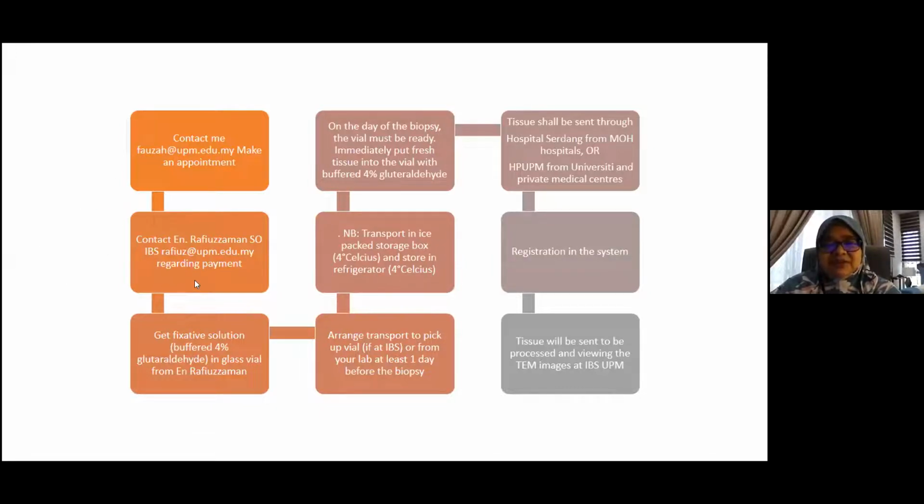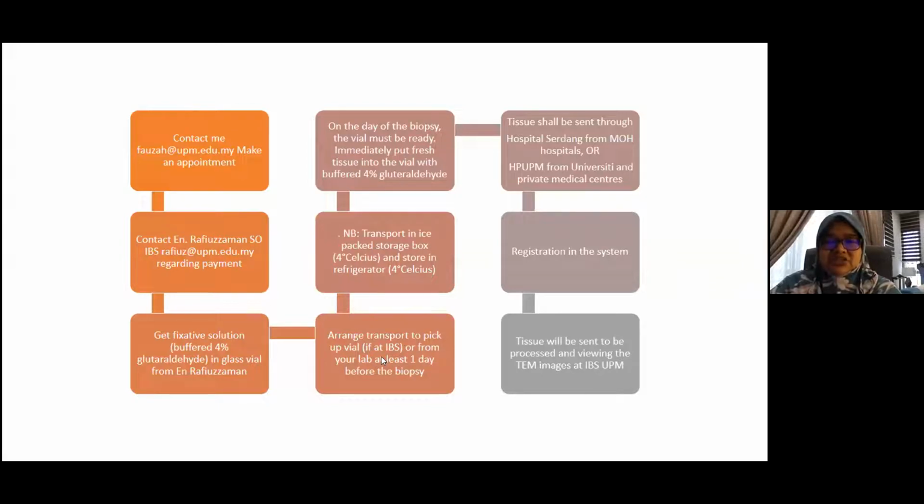So if any one of you wants to request the EM service, just contact me and make an appointment. Make sure I am around, and then if you got a date with me, you contact Encik Rafi Uzzaman at the IBS Institute Bioscience, where we do our electron microscopy tissue processing. You have to get the fixative solution in a vial, the buffered 4% glutaraldehyde. If you don't have it, get it from IBS, or if you have it in your laboratory, you can get it there, and then arrange your transport to pick up.